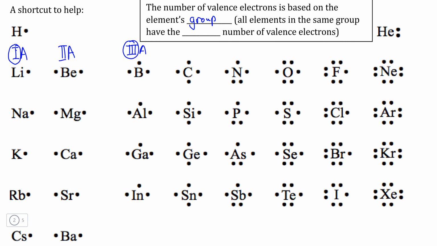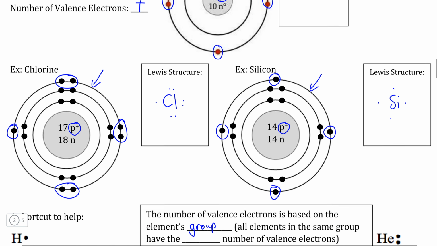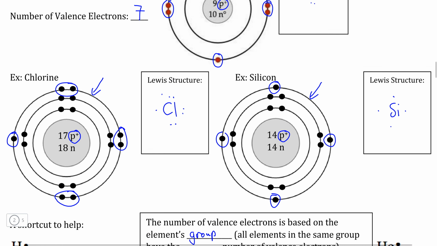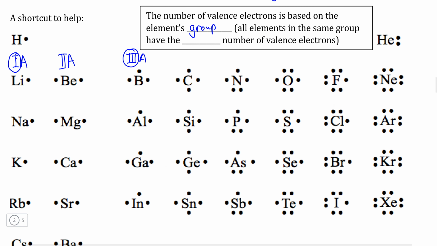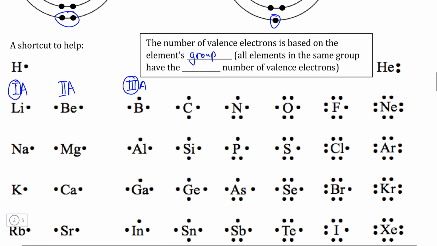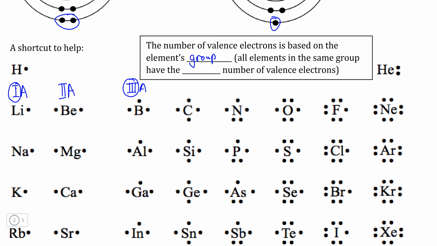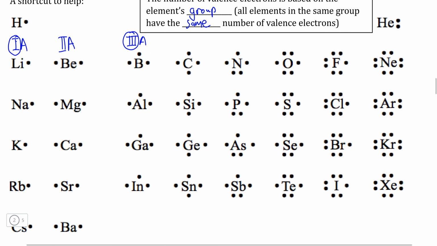So this is the shortcut that we can use so that we can actually draw Lewis structures for a specific element as long as we know what group it is in, because the group number determines the number of valence electrons that an element has, and as long as every element is in the same group, all of those elements will have the same number of valence electrons, which is what makes it easy to predict how many valence electrons a given element will have.